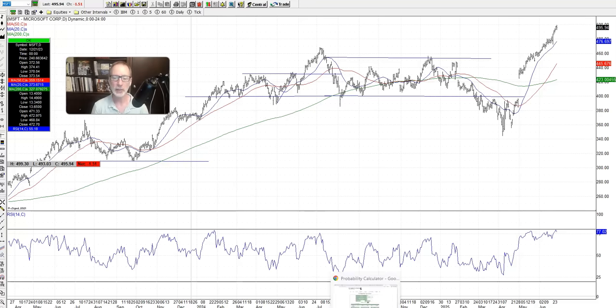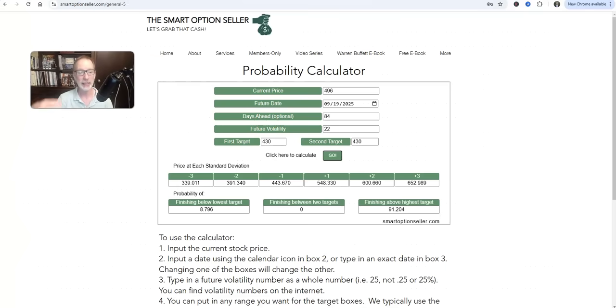Now, I want to show you the probability calculator and show you why the probabilities are so high. The probability calculator, which we have on our website at smartoptionseller.com, gives you an idea of what the chances are of a stock moving from point A to point B in a certain amount of time. So in our case, Microsoft's at $496, and we want to know the chances of it falling down to $429.50, or I should say $430. Let's put in $429.50 because that would be our break-even point. So $429.50, we put it in both boxes here, and this will give us the probability of success.